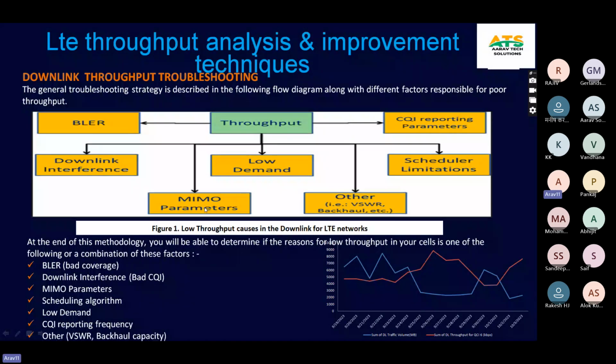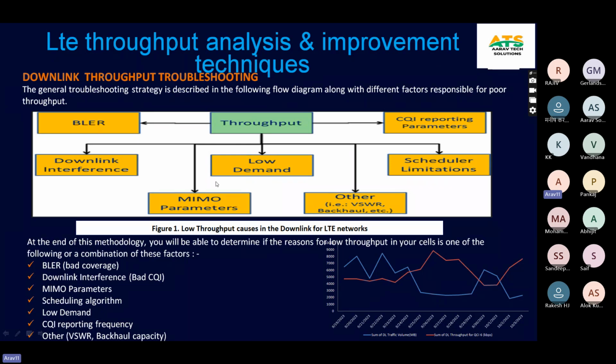Yes, today we'll try to read something about the throughput. How throughput can be analyzed, and what are the techniques for the improvement. In general, this troubleshooting process should be followed during your downlink throughput analysis.